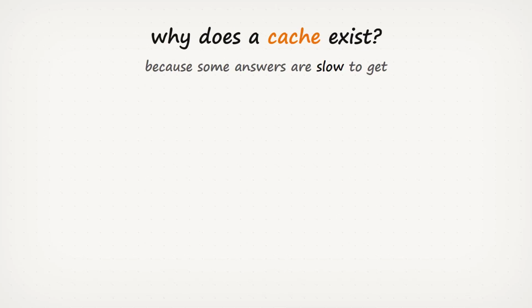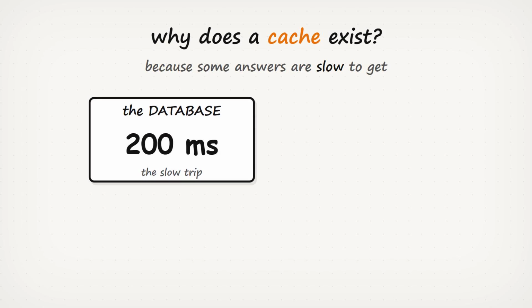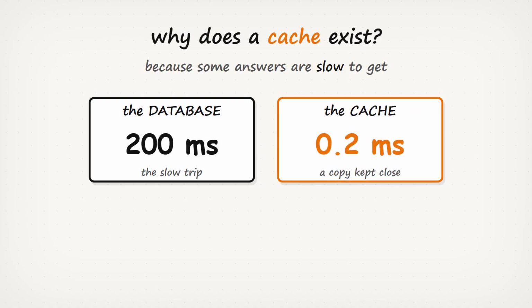Some answers are slow to get. For example, one trip to the database might take 200 milliseconds. The same answer from a cache might come back in around 0.2 of a millisecond. Same answer, 1,000 times faster.